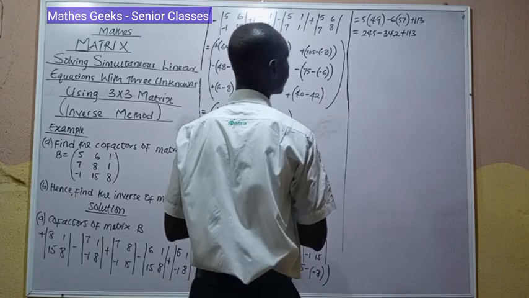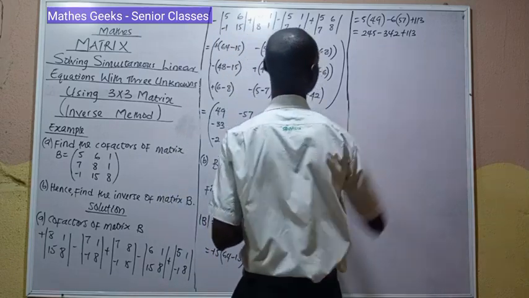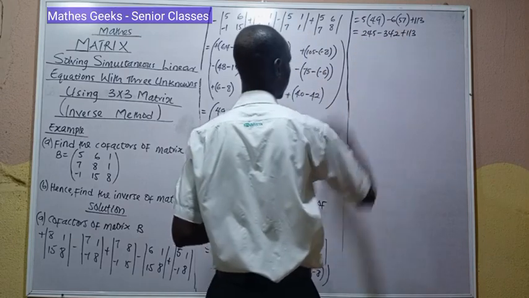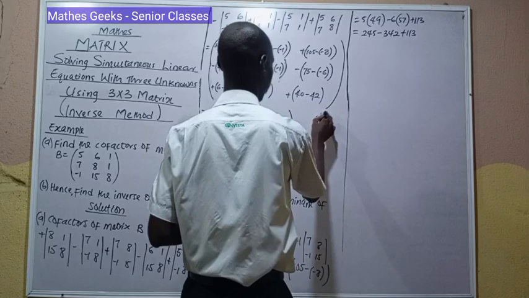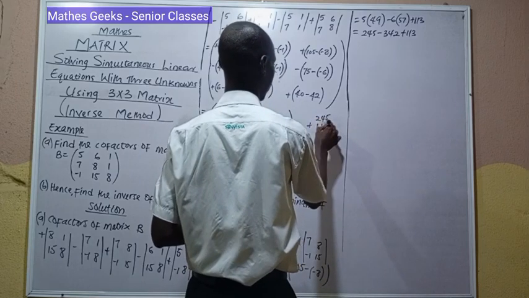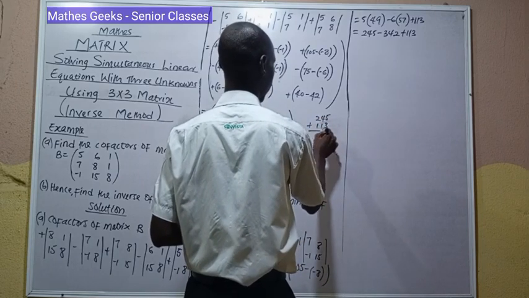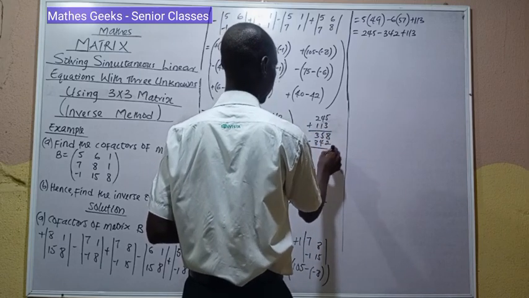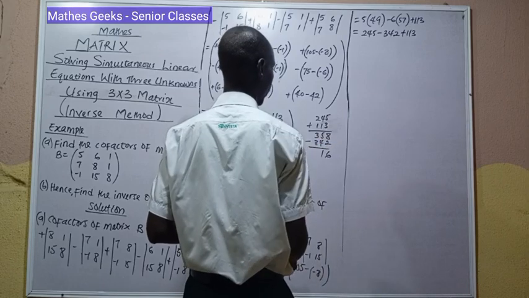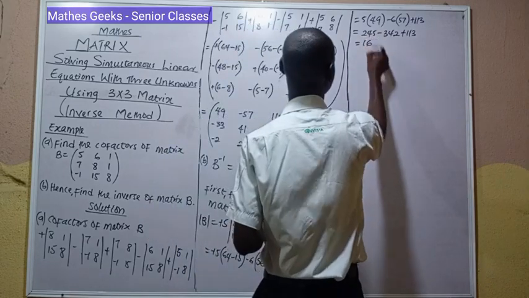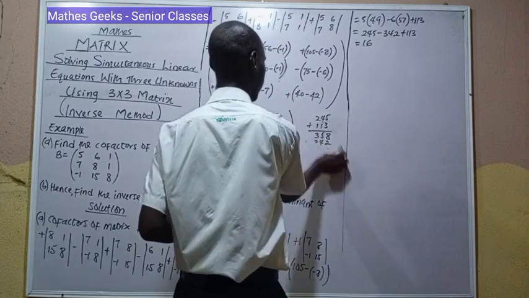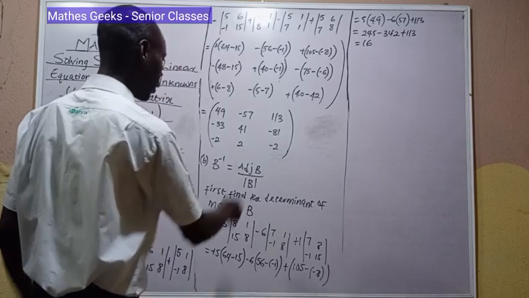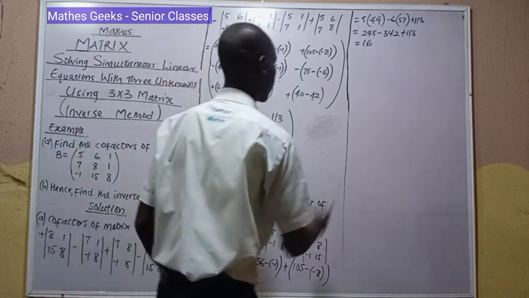Next, evaluate what we have here. So 245 and this are positive, so we add them together, then subtract this from the result. 245 plus 113 is 358. 358 minus 342 is 16. So our determinant is 16. I've gotten the determinant is 16, and so next is to get the adjoint.